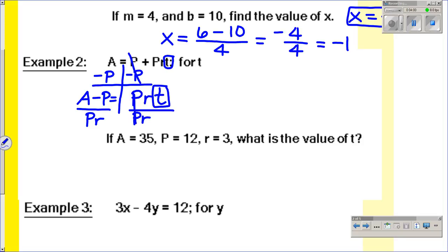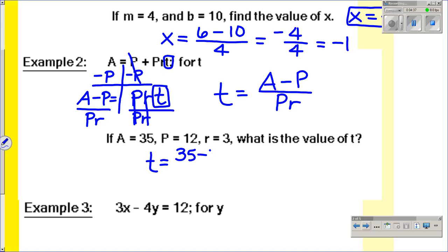So here P divided by P is 1, r divided by r is 1, so we're left with just our t. So our final equation is t equals A minus P divided by P times r. And I know this looks a little strange, but the goal is to get the t by itself. Now we're going to use the t equation, and we're given values to substitute in for each variable. So t equals, A equals 35, and here's where A is in the equation, so 35 minus P, that is 12, and we're going to divide by P, 12 times r.